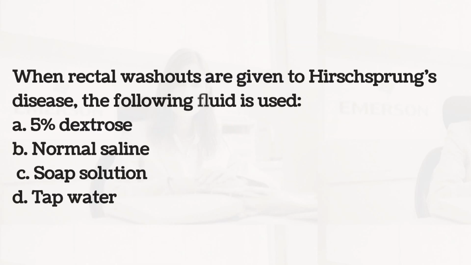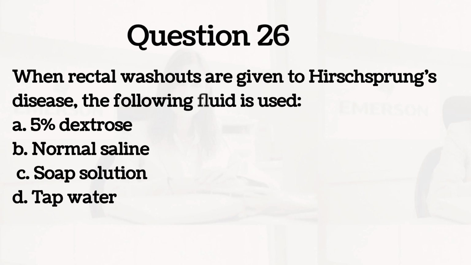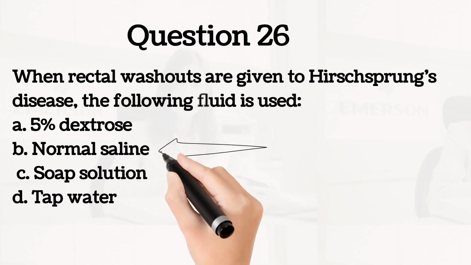Then question 26. When rectal washouts are given to Hirschsprung's disease, the following fluid is used. A. 5% dextrose, B. normal saline, C. soap solution, D. tap water. So you definitely can't use 5% dextrose in this case, and also don't use tap water, we don't use soap solution. So the answer is normal saline. That's the fluid which should be used in Hirschsprung's disease rectal washouts.